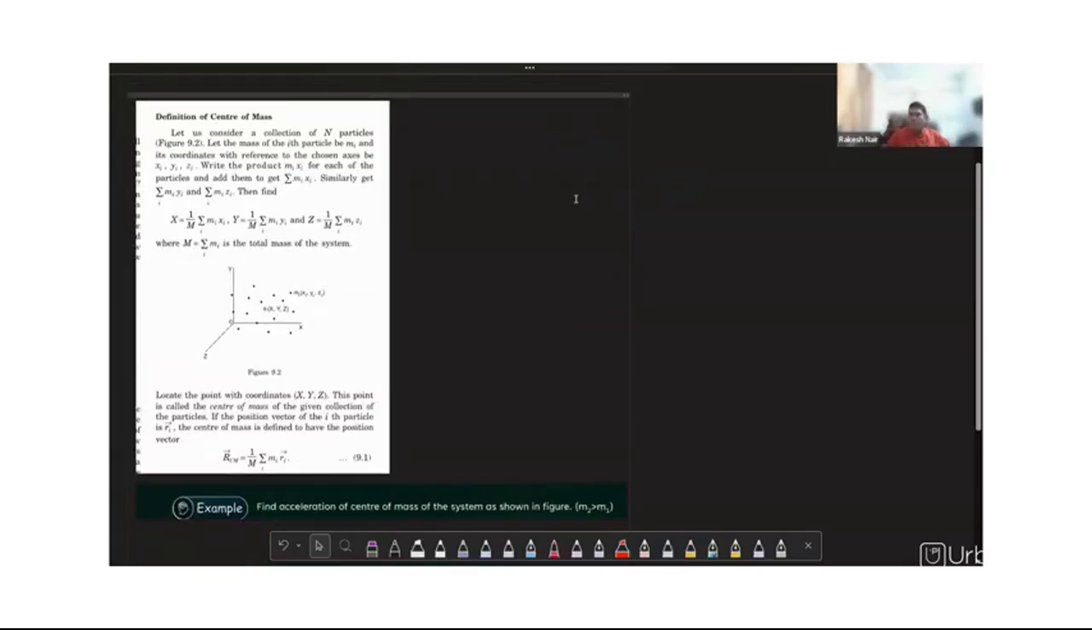Okay, so this is one of the most crucial and most sensitive topics, and the topic in which 70% of the CBSE students face difficulty because center of mass is something which gives them goosebumps. So what do you mean by center of mass?